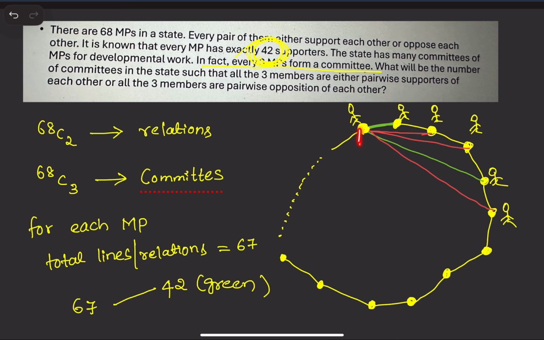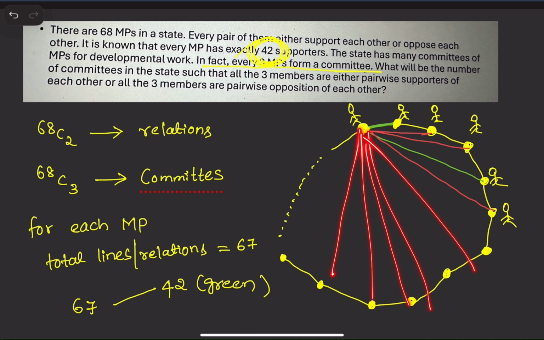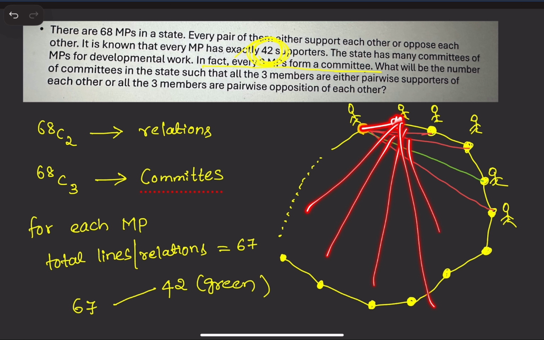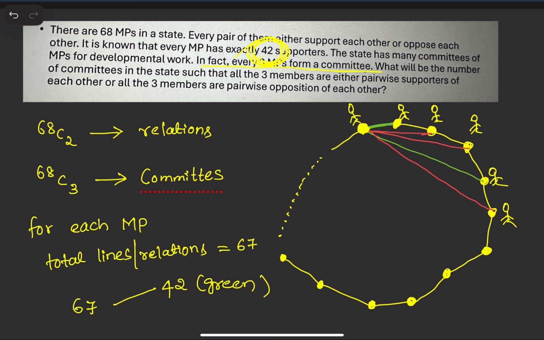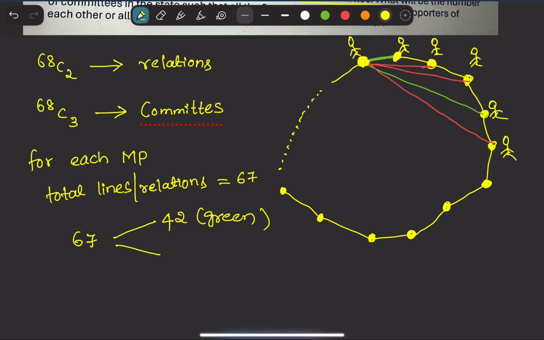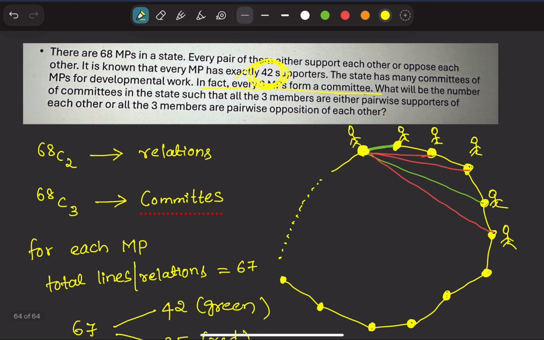So from this MP, we draw 67 lines. So 42 of them are green. Similarly, from this MP, we draw 67 lines and 42 of them are green. And that is the same for all the other MPs. All right, so if 42 of them are green, then 25 of them will be red lines. Correct? Now what do we have to find out?